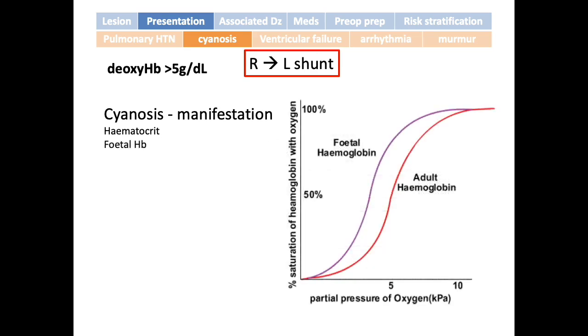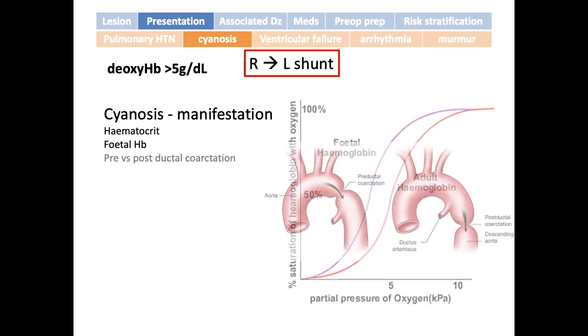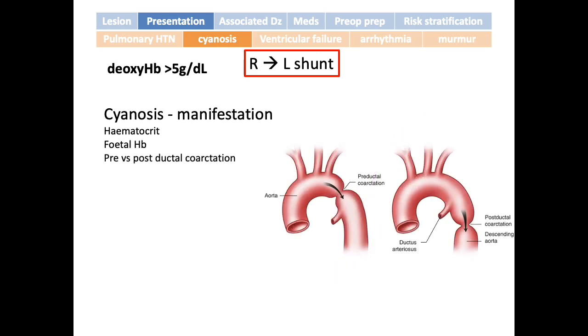Secondly, at the same partial pressure of oxygen, blood containing fetal hemoglobin will be of higher oxygen saturation than blood containing adult hemoglobin, and hence the fetal hemoglobin desaturates and manifests cyanosis later than adult hemoglobin. Finally, the location of cyanosis can differ, such as the case where a patent ductus arteriosus is the cause of the right to left shunt.